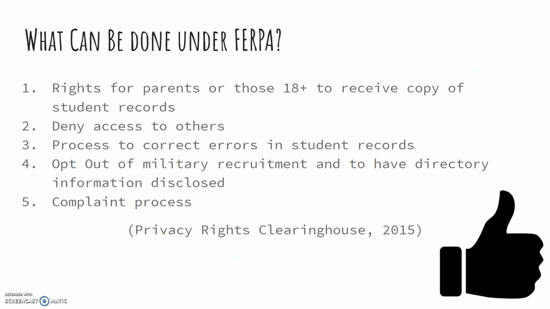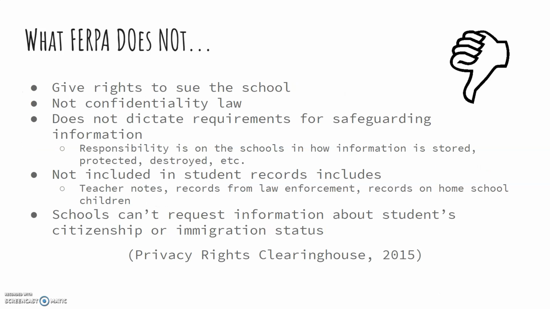So what can be done under FERPA? It gives parents, or those 18 and older, the right to receive a copy of student records. They can also deny access to others. It is also a process to correct any errors that are in student records. There are also opt-out options. This might be for surveys or questionnaires where students can opt out if they disclose personal information. There's also an opt-out for military recruitment, where they could have access to that record and try to contact them. There is also a process for complaints.